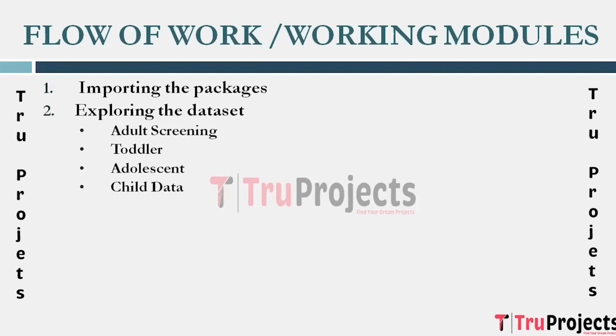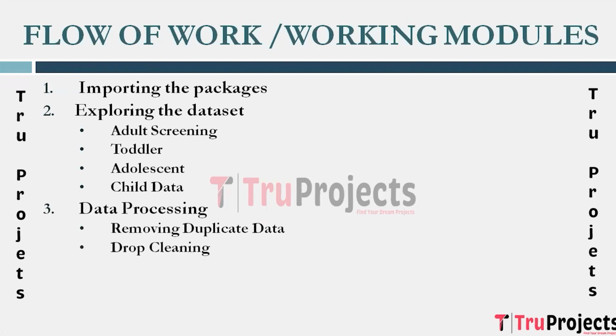The second module is exploring the dataset. This module involves loading and exploring different datasets related to ASD screening for various age groups. And the datasets are adult screening, toddler, adolescent, and child data. This includes checking the structure of the data, understanding variables, and gaining insights into the datasets. The next module is data processing. This module focuses on preparing the data for analysis. Tasks include removing duplicate entries and addressing missing or inconsistent data through cleaning operations.